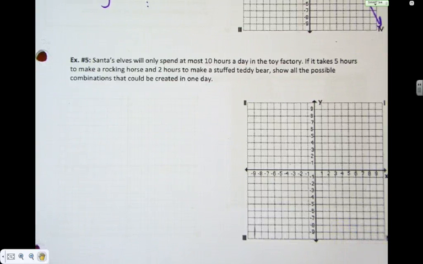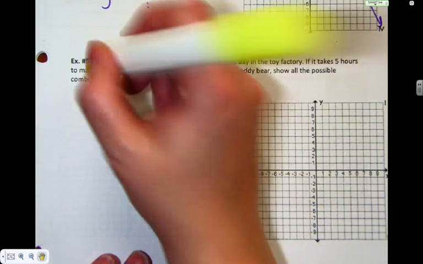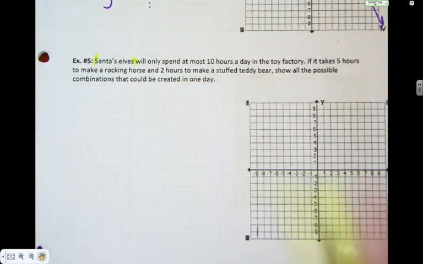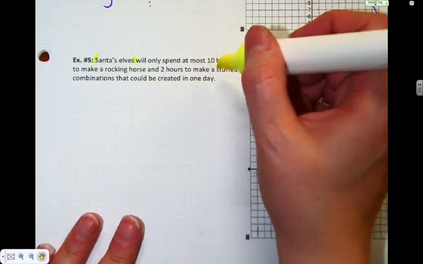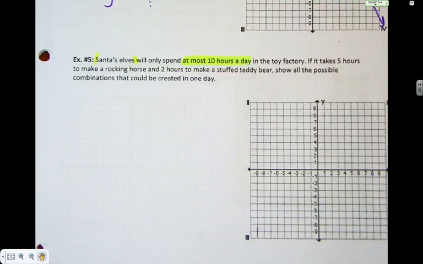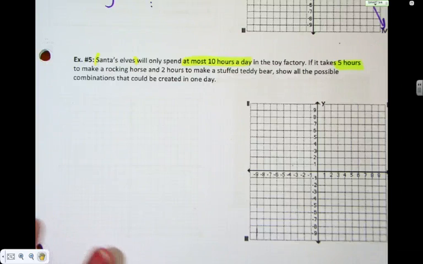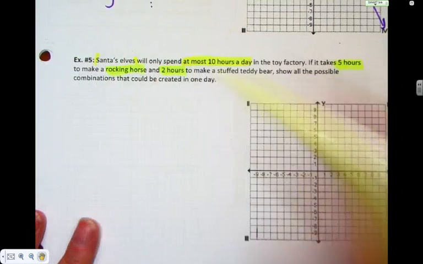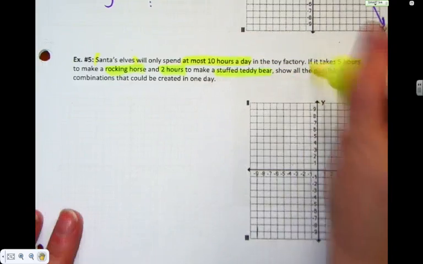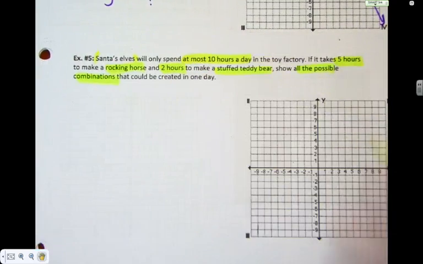Okay, so what's important? 10 hours a day. More important than that is at most. At most 10 hours, because that tells you it is an inequality. Could they spend less? But can they spend more? No, we have to give them a break. 10 hours is a pretty long day. How many hours are in a day? 5 hours, make rocking horse. 2 hours, teddy bear. Show all possible combinations.